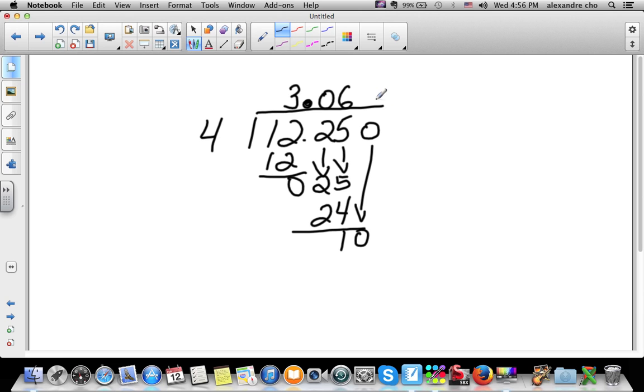And 4 goes into 10 2 times. Well, we can stop here. Or actually, we can continue one more because it's going to be a nice ending. 4, bring a 0 down, 4 goes into 20 5 times. So our answer is $3.0625.